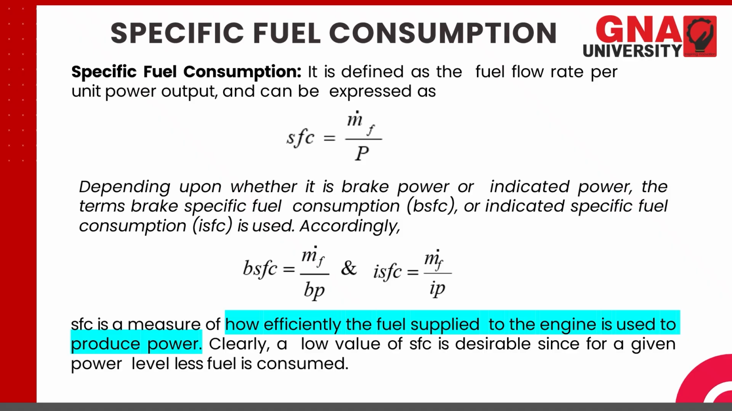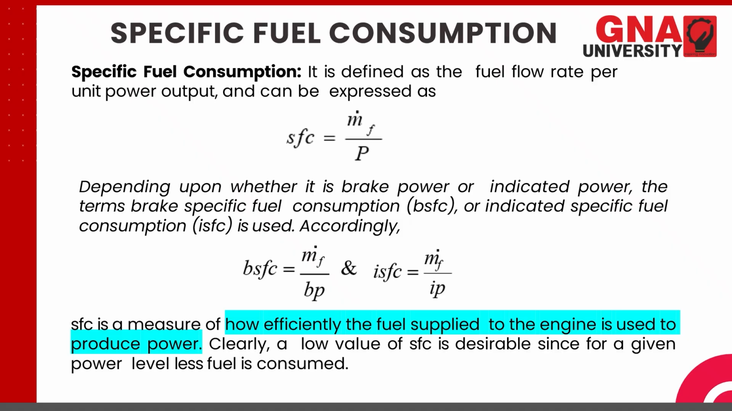BSFC is written as mf dot, that is mass flow rate of fuel, divided by brake power. ISFC stands for mf dot divided by indicated power. Now SFC is a measure of how efficiently the fuel supplied to the engine is used to produce power. Clearly a low value of SFC is desired.